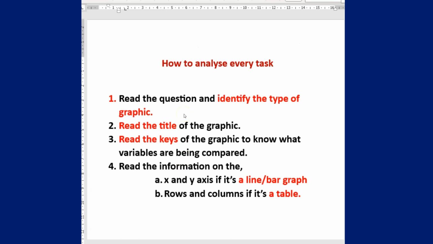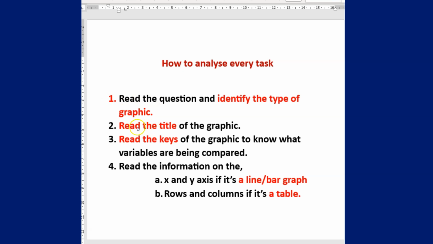It is important to read and understand all parts of the question to prevent any deviation and also help you to stay on track to meet the task achievement. So if you want to examine the details of any kind of graph, the first thing you need to do is to read the question itself and identify the type of graphic that you are looking at. So is it a table, is it a pie chart? You need to read the question and also identify the type of graph.